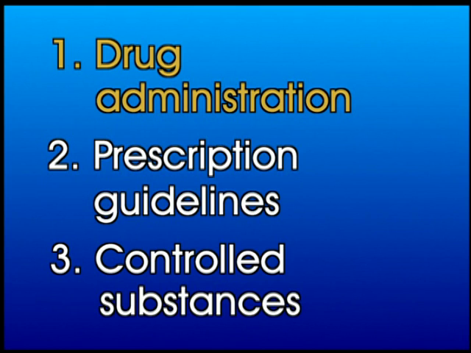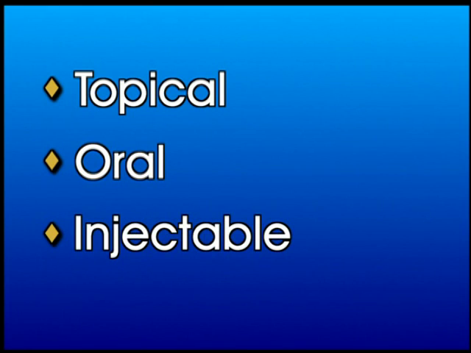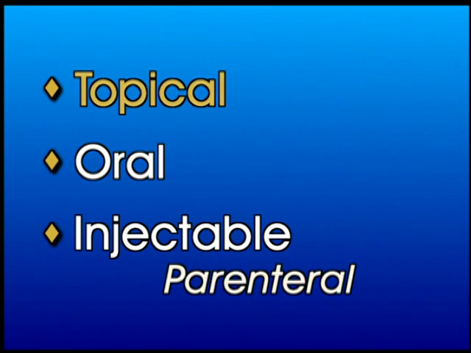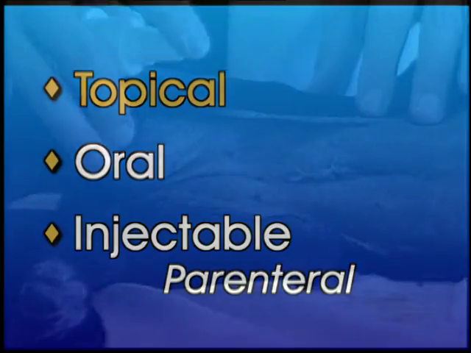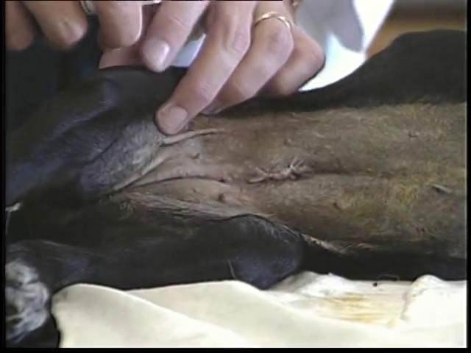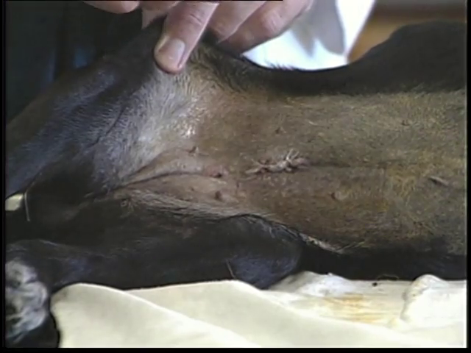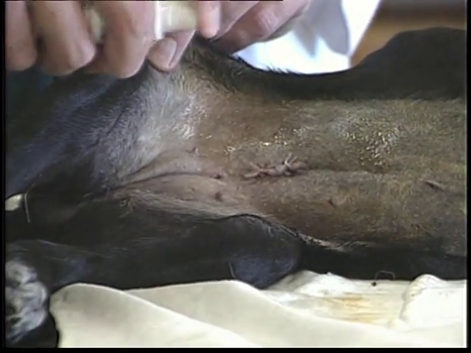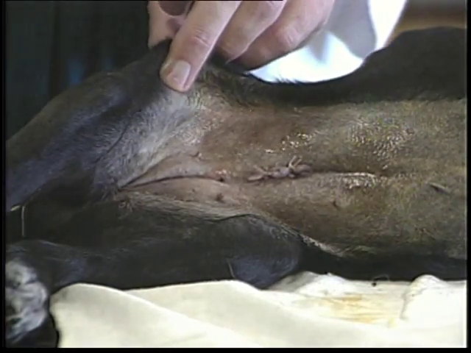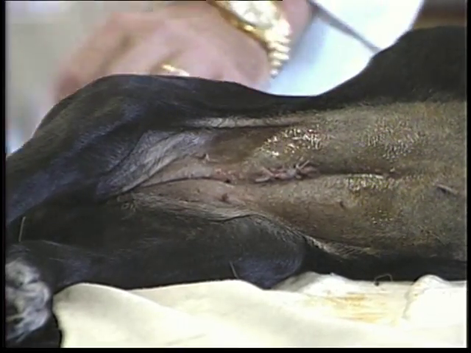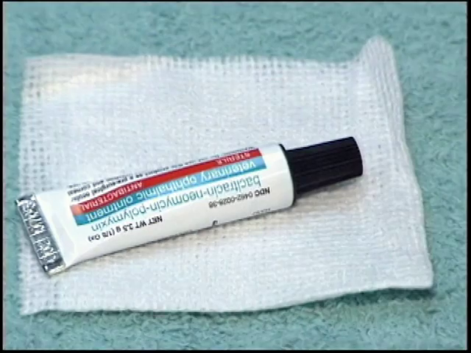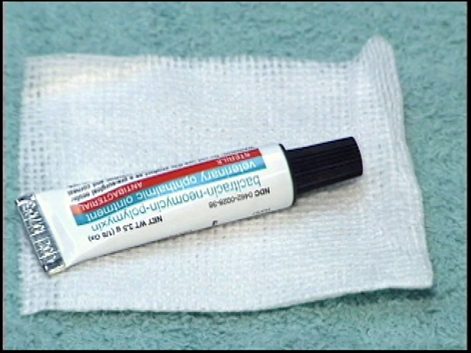There are 3 basic ways to get drugs to the animal. They are topical, oral, and injectable, sometimes called parenteral. Let's begin with talking about the topical route of drug administration. Here, a medication is applied to the skin, eye, or ear, where it will exert its primary effect at the location that it is delivered. Topical preparations usually have limited penetration deep into the skin and are therefore reserved for superficial problems only.